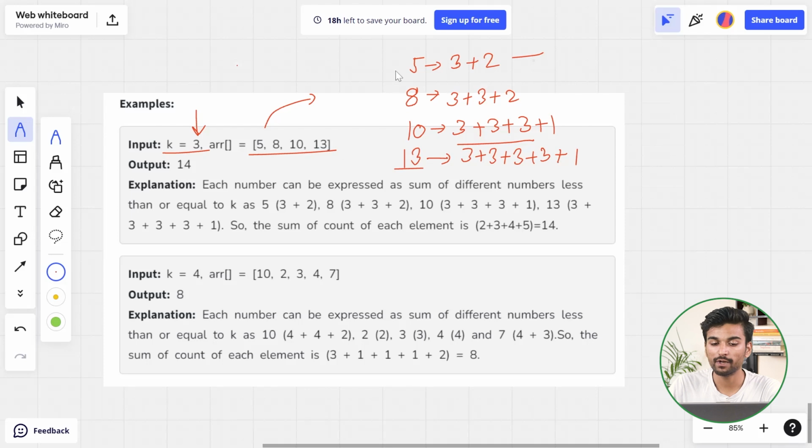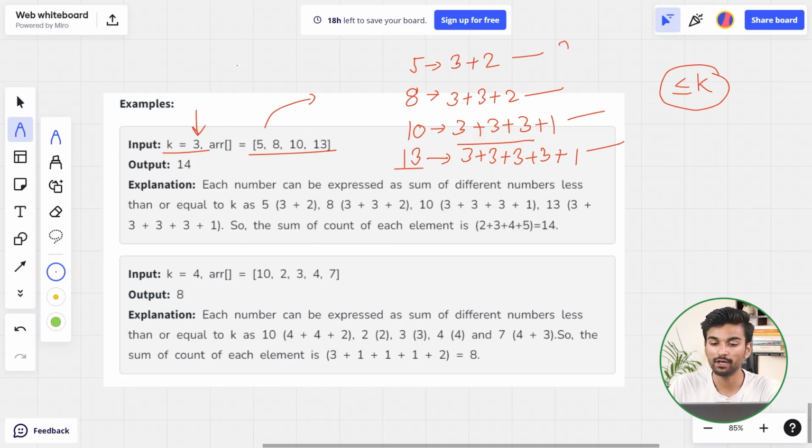So for each element of the given array, I can divide that particular element like this, and every part should be less than or equal to k. This k is the threshold value, right? Then we take the total sum of the count of each element. What is the total sum of the count?